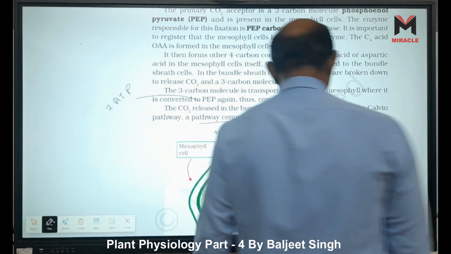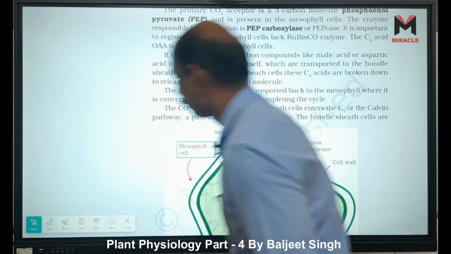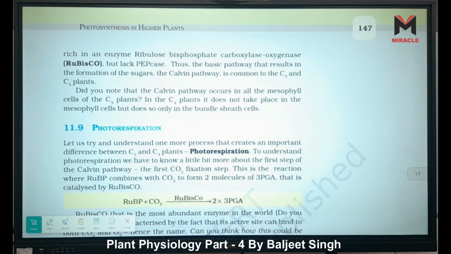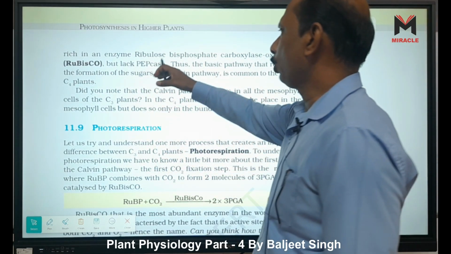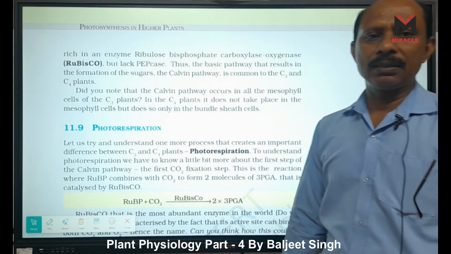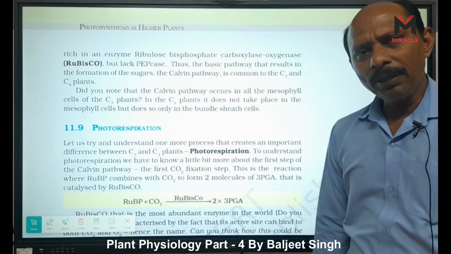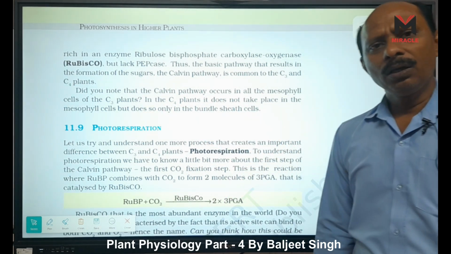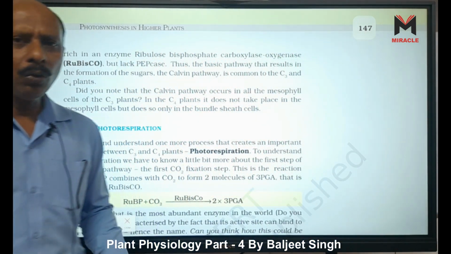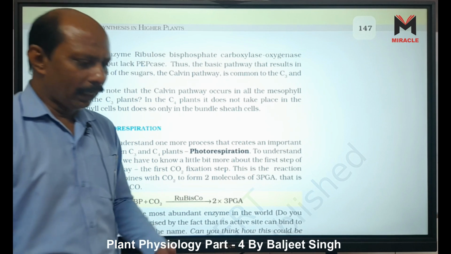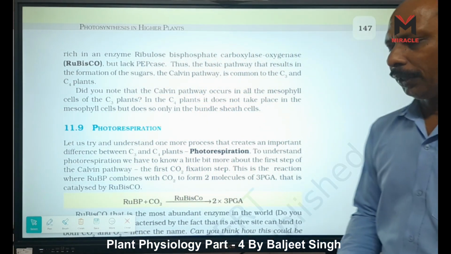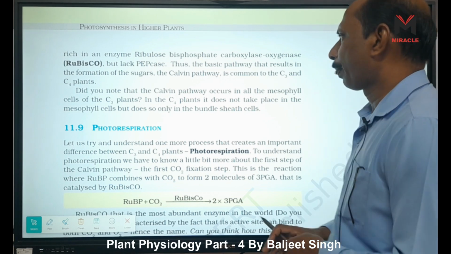The bundle sheath cells are rich in the enzyme rubisco, that is ribulose bisphosphate carboxylase oxygenase, but lack PEP case. Mesophyll cells have PEP case but no rubisco. In the bundle sheath cell, what happens here? Oxygen is very less, only carbon dioxide is available. So here photorespiration is absent.